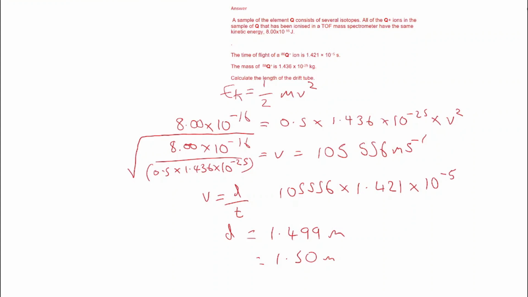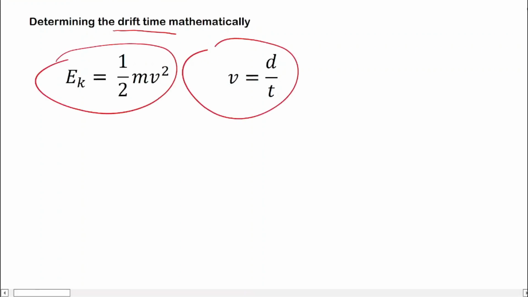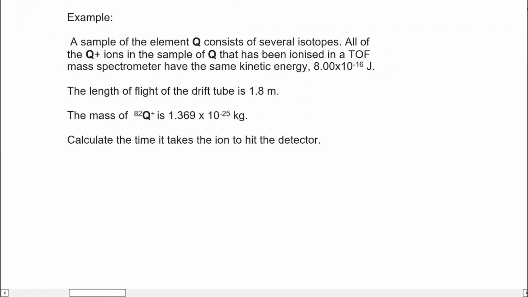Now we're going to move on to the next thing they can ask you to calculate. So now we're going to be asked to calculate the drift time, the time it takes it to drift through. We're going to use exactly the same two formulas. We're always going to use them. Sometimes in questions they may give you them partially rearranged and things like that, but I'm just keeping to these two that are the same because they're the standard format.